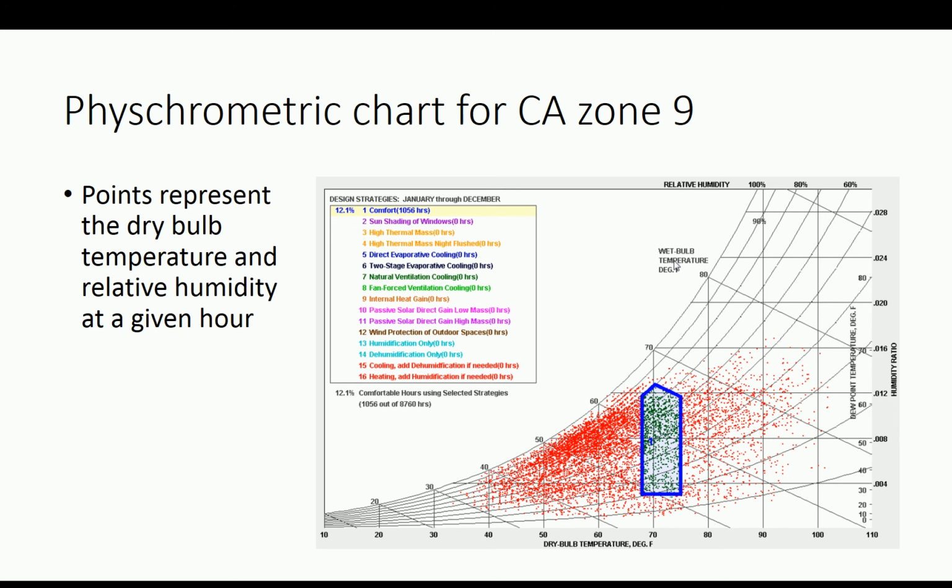So if you take a look at the picture of the climate, the way it looks, would you say that most of the time you would be comfortable in Claremont, or most of the time you would not be comfortable in Claremont? Well, you'd be comfortable 1,056 hours out.